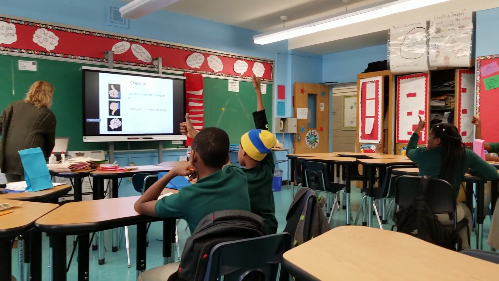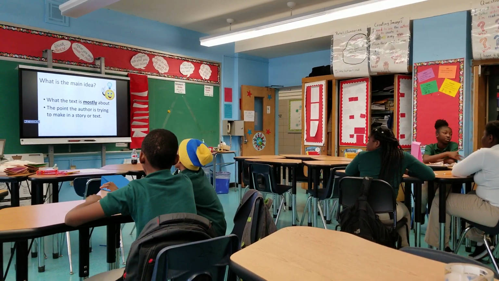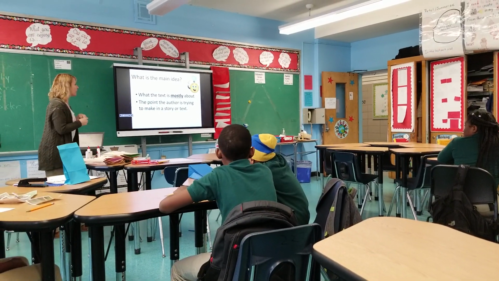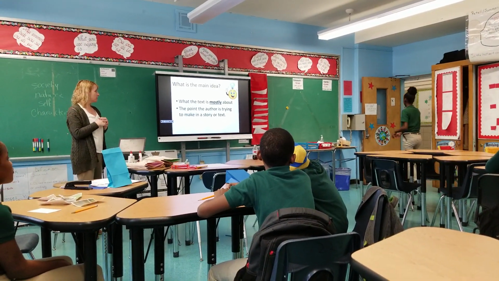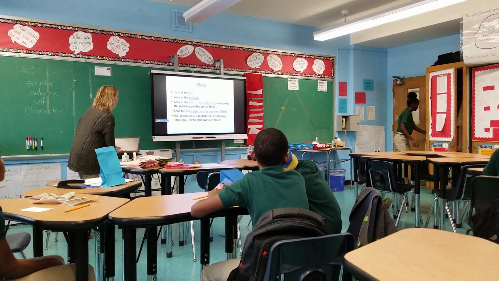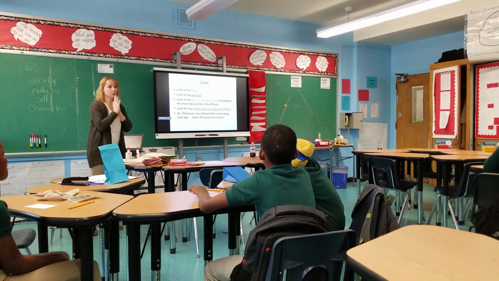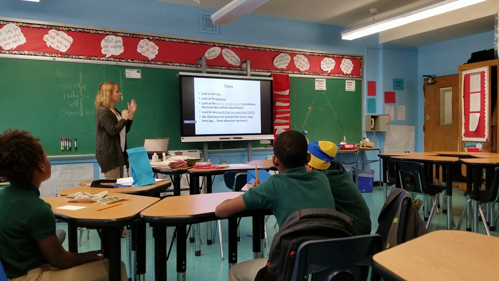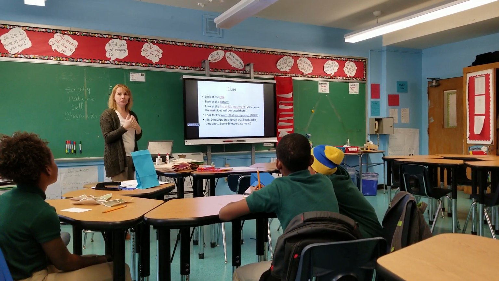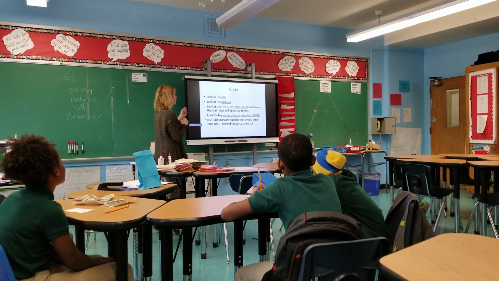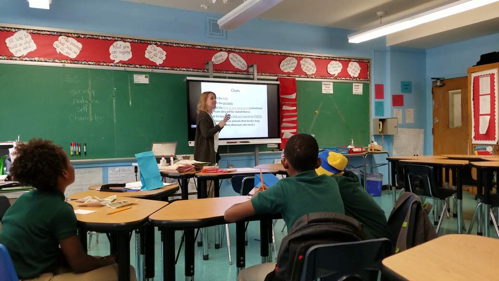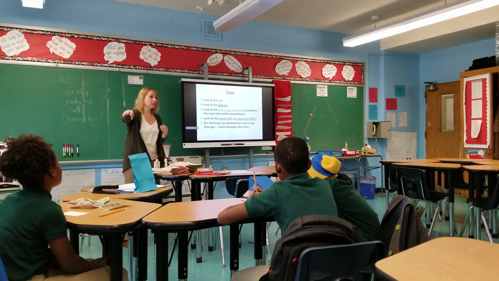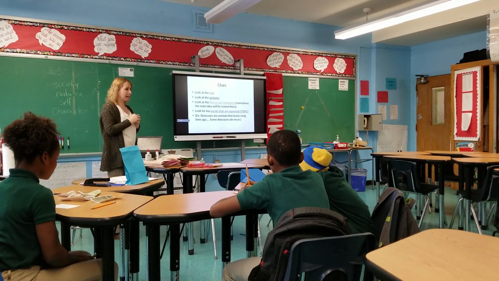Okay. All right. What is the main idea? What the text is mostly about. The point the author is trying to make in a story or text. So there are clues. We're going to use written pieces of work now. You can find clues that the author tries to give you. One is the title. One is their pictures, if there are any. You could also look at the first or the last sentence. Sometimes the main idea is there. And words that are repeated, like in a topic. In your pictures, ideas were repeated. That's why it was the main idea.